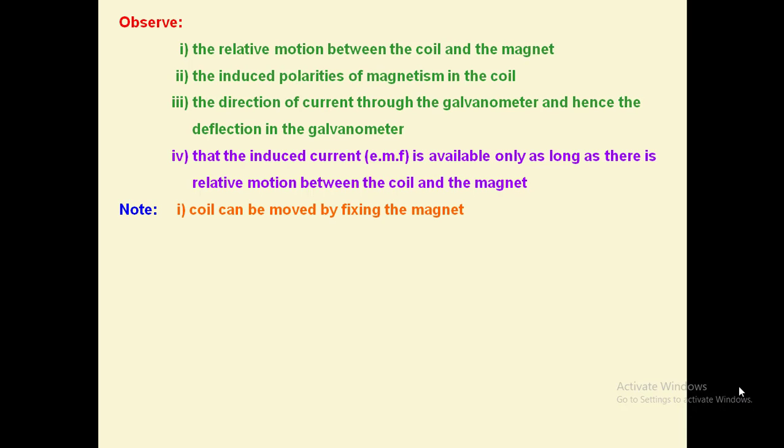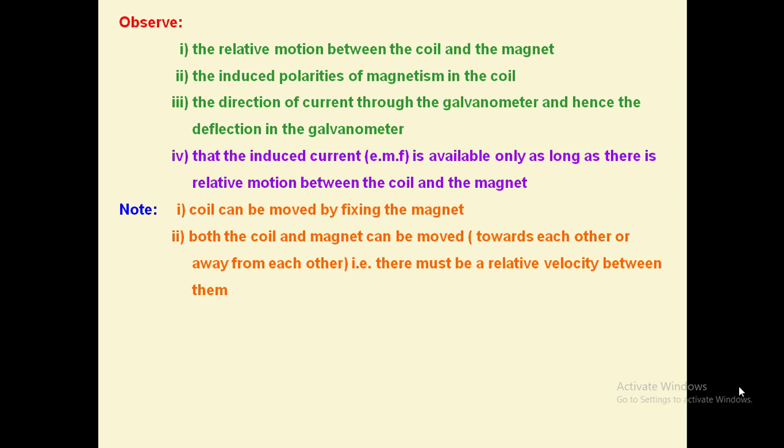Note, the coil can be moved by fixing the magnet also. Not only the magnet, we can also move the coil. Both the coil and the magnet can be moved towards or away from each other. There should be relative velocity between them. Then only you can find current in the galvanometer. Whenever the pole changes, the deflection in the galvanometer will also change.